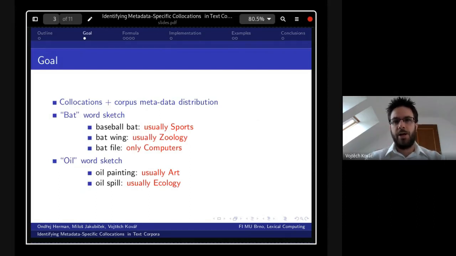Similarly, for a topic like oil, we would probably like to see that oil painting is typical for art, whereas oil spill is usually ecology. There are of course some very clear collocations specific to domains, but in other cases it may be surprising, and we may need to know. So we would like to join the collocations together with corpus metadata distribution, and show the results to a word sketch user, so that he or she can make use of it. It is of course something that is already possible, but it requires a lot of clicking, and I really doubt that somebody is actually doing that.